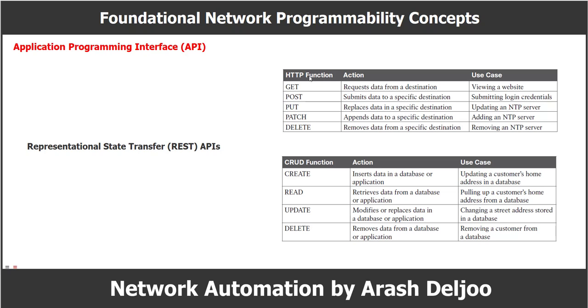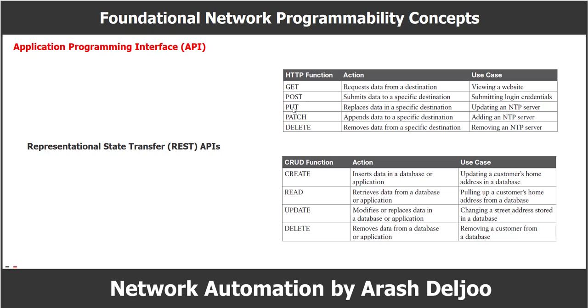For example, for the HTTP function GET, the action is to request data from a destination. For example, we can use it for viewing a website. The HTTP function POST submits data to a specific destination. It means that we can use it for submitting login credentials.